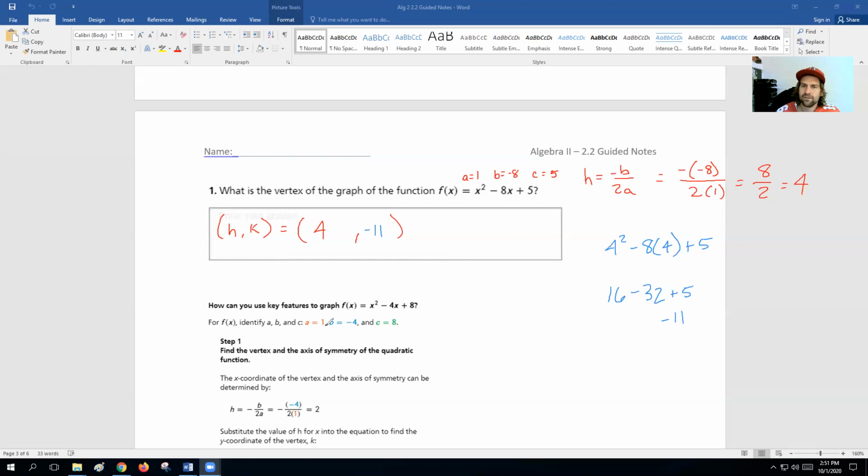Okay, so now that we know how to find the vertex, now we know how to write it in vertex form. We can find all of that information, the important pieces or the key features of the graph, once we get it back into vertex form.